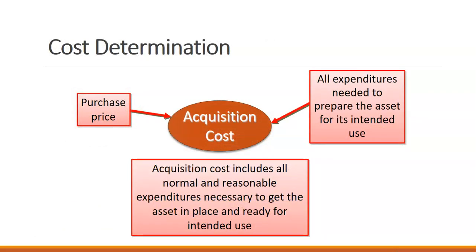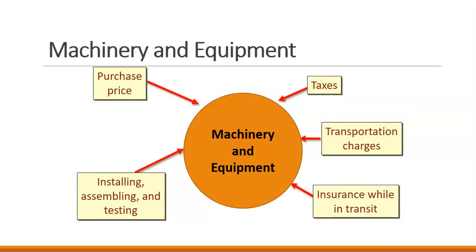The items that we can put in the acquisition cost are the purchase price and all expenditures needed to prepare the asset for its intended use. This can include delivery and installation. The acquisition cost is normal and reasonable expenditures necessary to get the asset ready for its intended use. So we'll look at this slide for machinery and equipment. That includes its purchase price, any transportation charges, if we have insurance on it while it's in transit, the installation, assembly, and testing of that machinery equipment, and any taxes on its purchase.